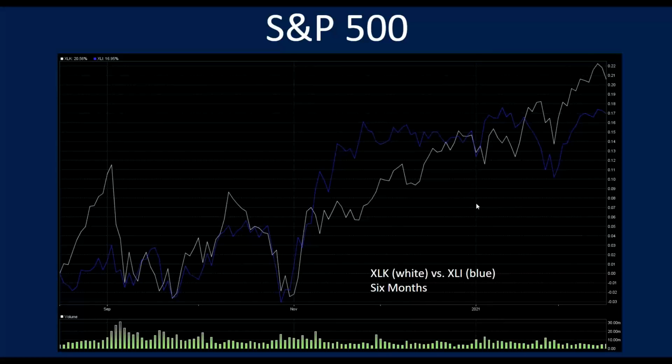All right, and then we have the XLK, which is the technology ETF, versus XLI, which is industrials in blue. We talked last time about some relative outperformance from the industrials, and that has sort of gone away since we had this pullback. It seems to have switched a little bit.